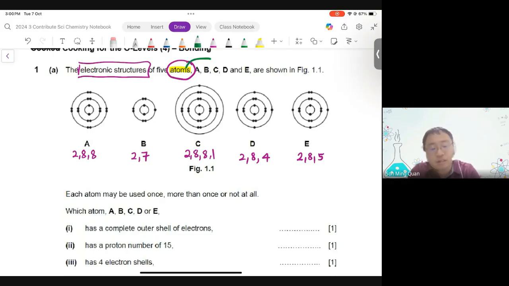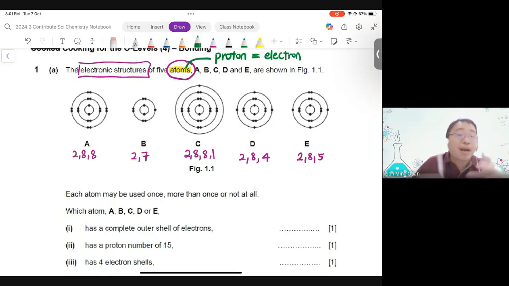So atom means what? Atom means the number of protons equals the number of electrons. That means how many electrons it has is equal to how many protons it has. So atom means proton equals electron. Okay? Now later on in part B, we will look at ion, and you will realize that for ions, the proton number is not the same as the electron number. Okay? But for now, it's atoms.